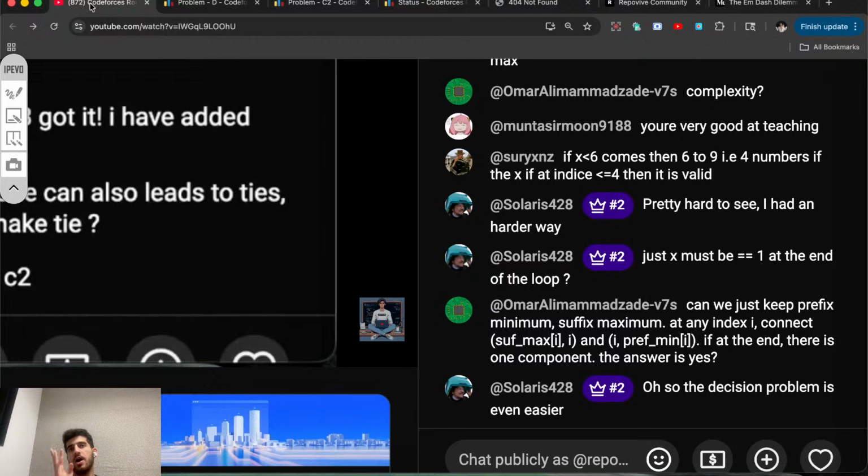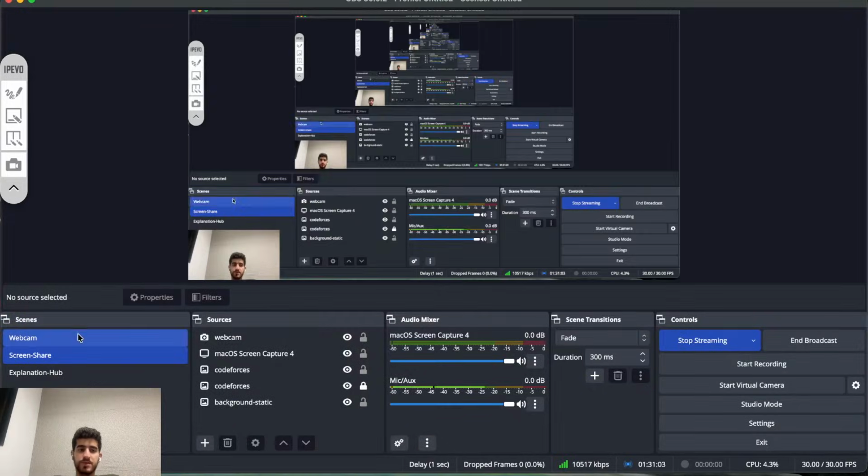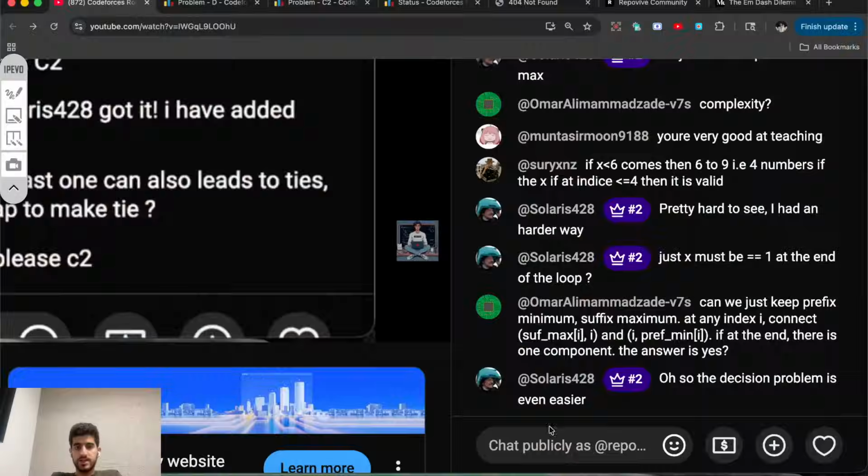So if for some I, the maximum of last I numbers is I, it means that 1 to I are at that end, and I plus 1 to n are at the beginning. So these are going to be disconnected. That's all about the implementation of this problem. If it's clear, please let me know or use the emoji again.